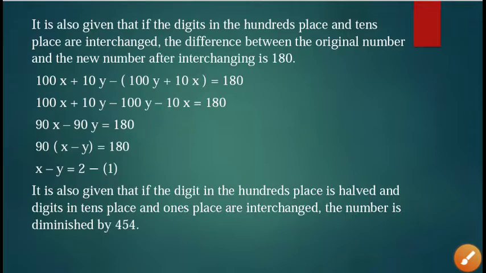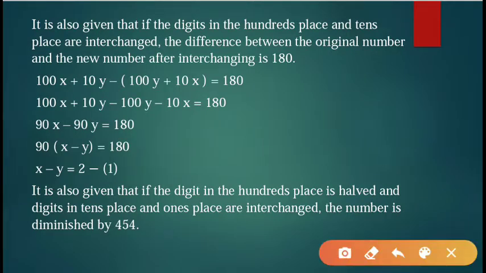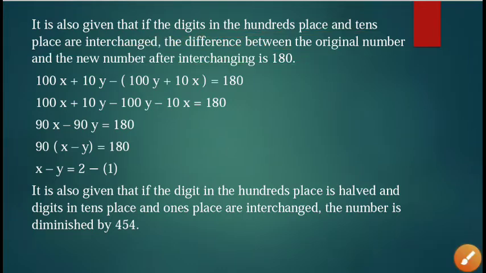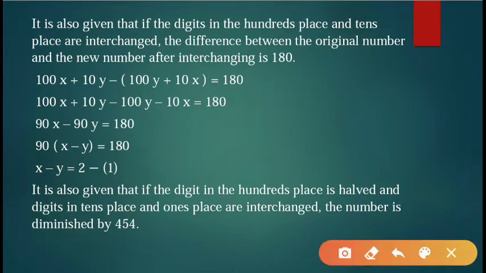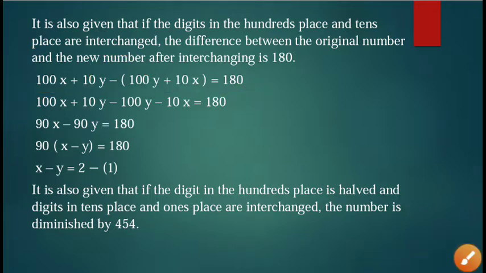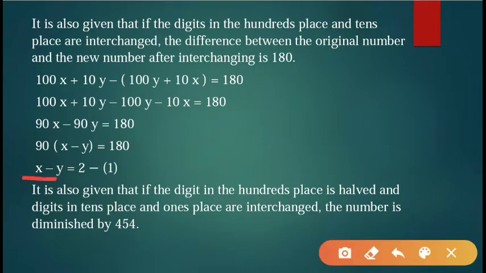Now write the next line. It is given that the hundreds place and tens place are interchanged. Their difference from the original number is 180. So this is the original number and this is the number when you interchange them. Their difference is equal to 180. When you solve this, when you open the bracket, the plus will become minus and the minus will become plus. You will get the equation x minus y is equal to 2. Let's suppose this is equation number 1.